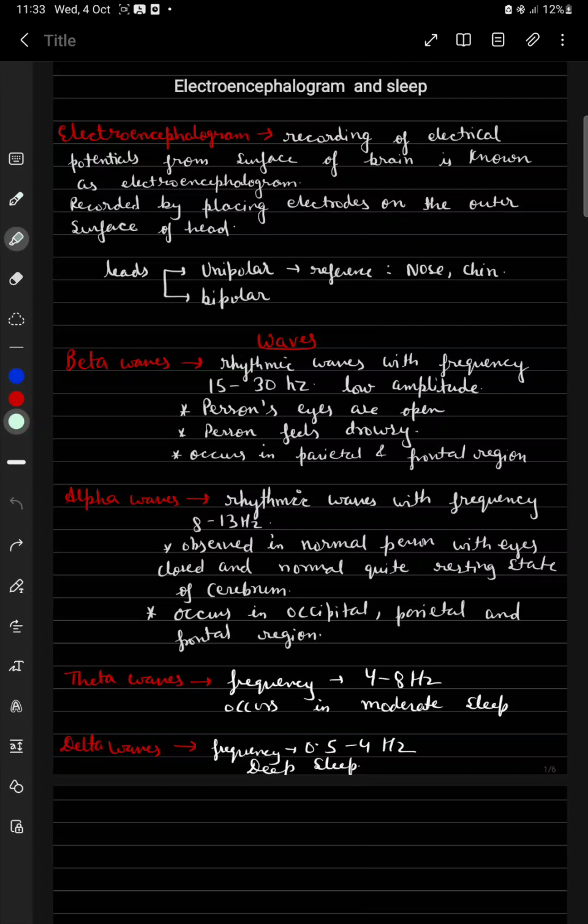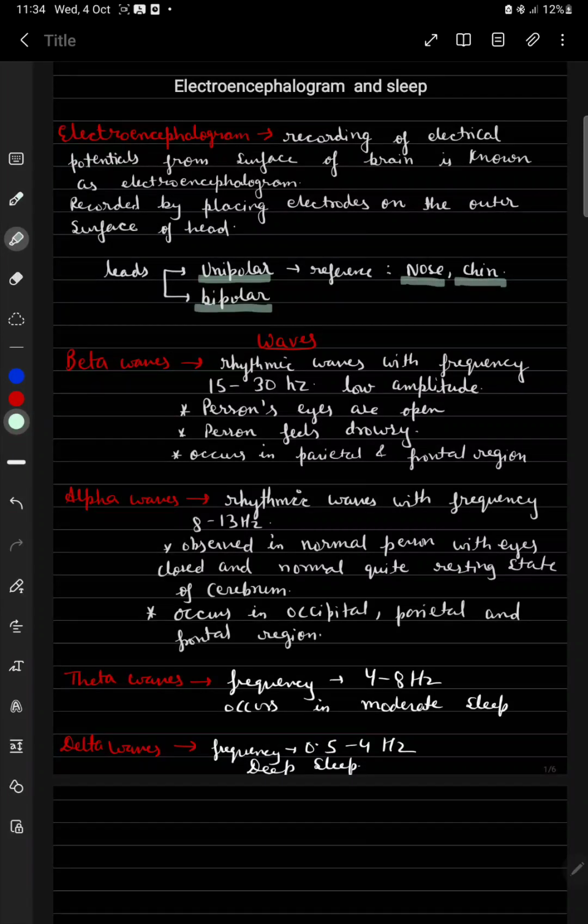Electroencephalogram. What is electroencephalogram? It is recording of electric potentials from the surface of the brain, recorded by placing electrodes on the outer surface of the head. Means by placing all the leads on the surface of the head, we can measure the electrical potentials. During sleep, the leads may be unipolar, may be bipolar. When leads are unipolar, we have to choose one reference point. We can choose nose or chin as a reference.